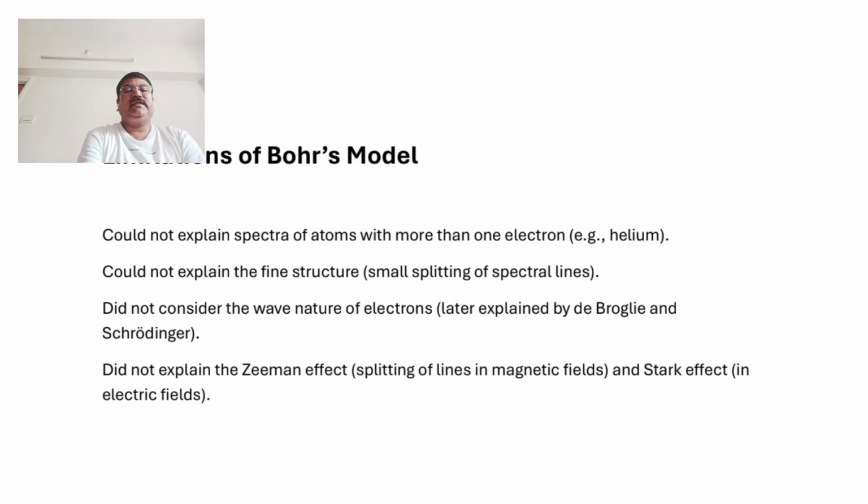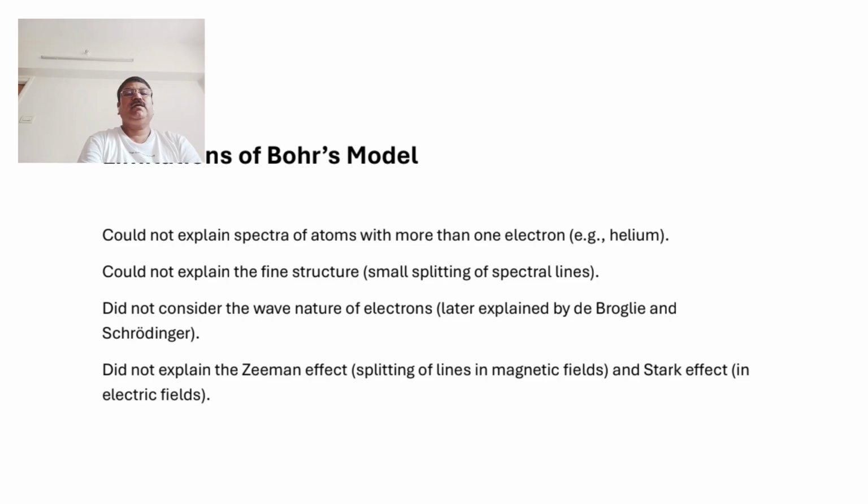And now the fourth one is that he does not explain the Zeeman effect, that is splitting of spectral lines in a magnetic field, and the Stark effect, that is in an electric field. So the behavior of electrons in a magnetic field, that is the Zeeman effect, and the behavior of electrons in an electric field, that is the Stark effect, were not explained by Niels Bohr in his theory. This is the fourth limitation of Bohr's theory.